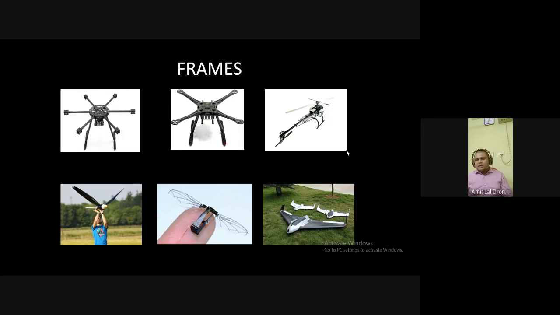The very next to it is not a monocopter, it is a helicopter. A monocopter will be something which has just one rotor, but a helicopter has a rotor that gives the main lift. The other rotor is a stabilizing rotor at the back, the tail rotor. The one you see at the bottom, where a person is holding a bird-like something, is called an ornithopter. So ornithopter refers to a bird-like drone.